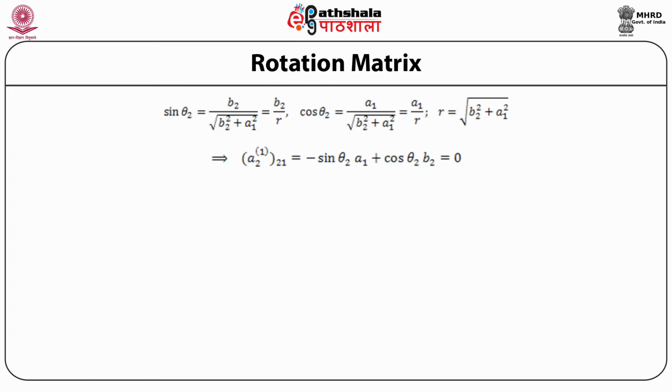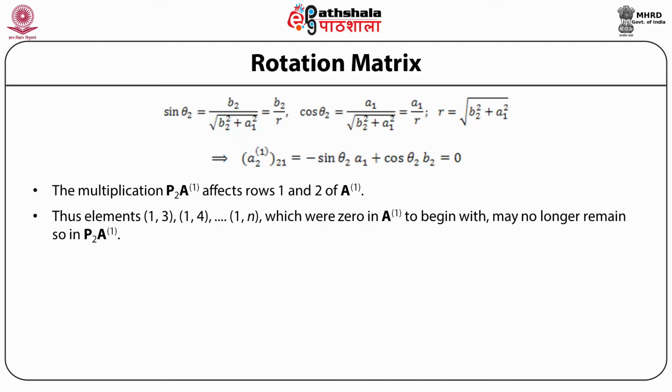This implies that a2^(1) (1,1) equals minus sin theta 2 a1 plus cos theta 2 b2 equals 0. The multiplication P2 A^(1) affects rows 1 and 2 of A^(1). Thus elements (1,3), (1,4) up to (1,n), which were zeros in A^(1) to begin with, may no longer remain so in P2 A^(1).